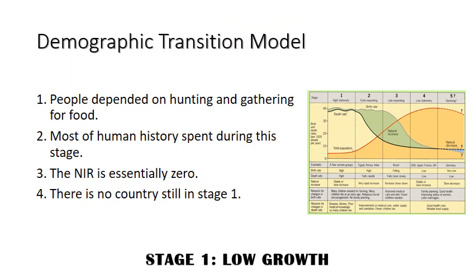In stage 1 of the demographic transition model, people are essentially hunter and gatherers, and the natural increase rate is essentially 0. You have a high birth rate and a high death rate that fluctuates given things like famines or droughts. And the result is a low population and very small population growth. You should remember that there is no country in the world today that is still in stage 1 of the demographic transition.